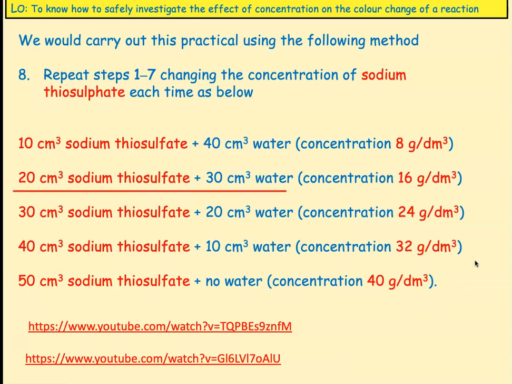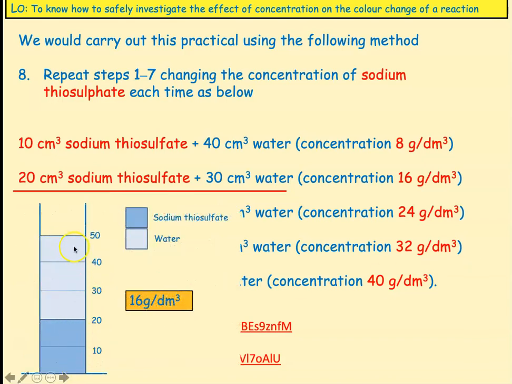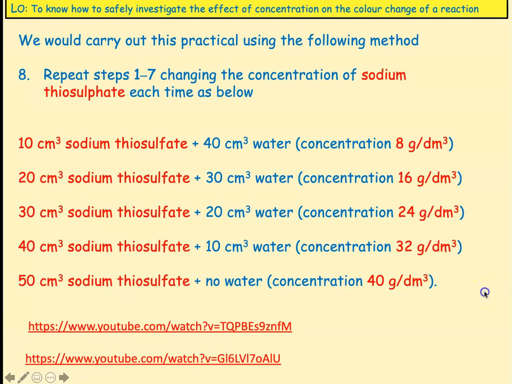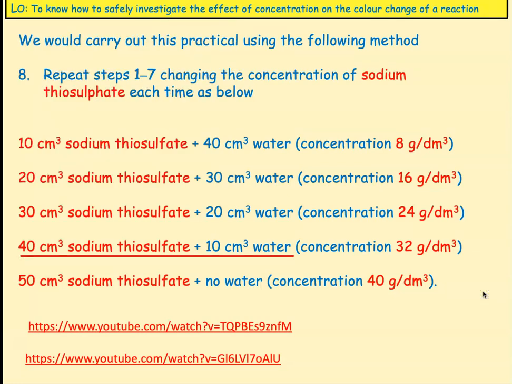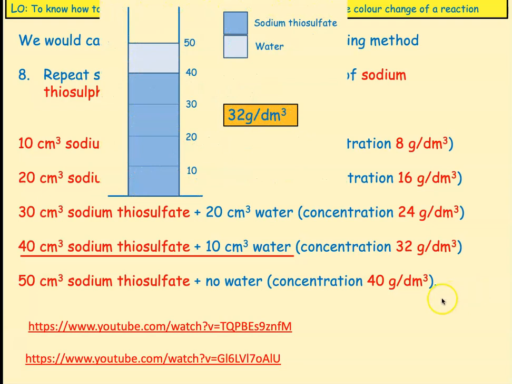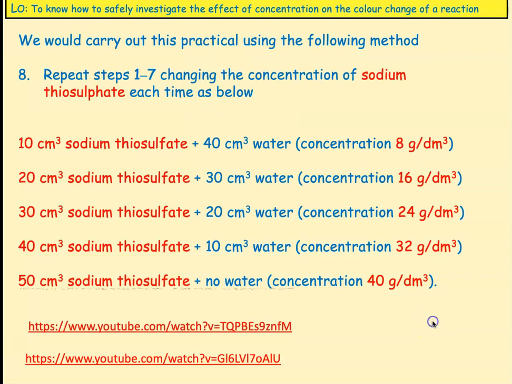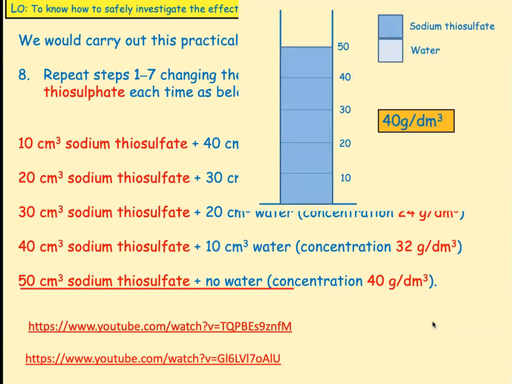Okay, the next one, we've got 20 of sodium thiosulfate and 30 of water. So 20 of sodium thiosulfate, 30 of water, and we've still got 50 because we're keeping that as one of our variables that we are keeping the same. Then we're going to use 30 of sodium thiosulfate and 20 of water, making 24 grams per decimeter cubed. Then we're going to use 40 of sodium thiosulfate and 10 of water to make 32 grams per decimeter cubed. And then finally, we're not adding water at all. We're just using 50 centimeters cubed of sodium thiosulfate.